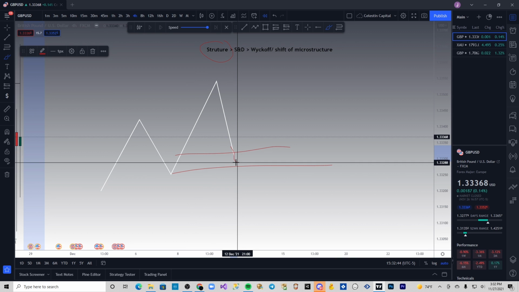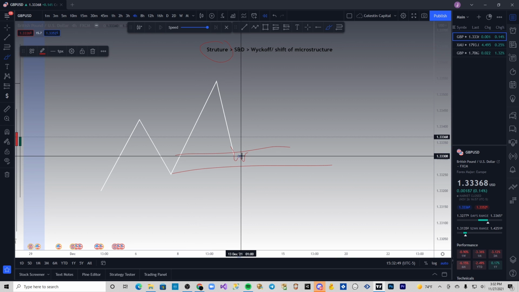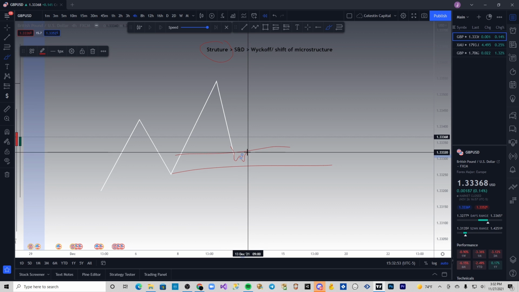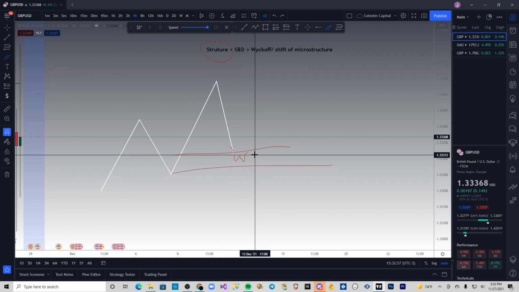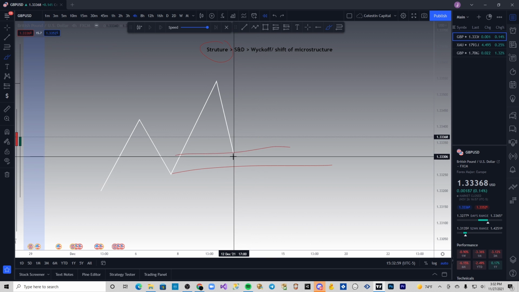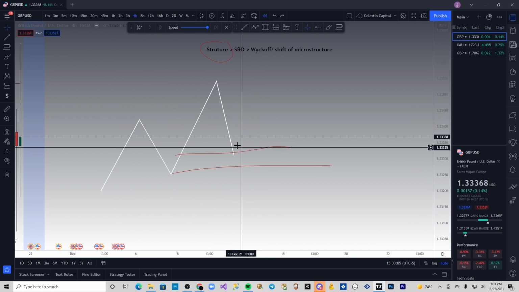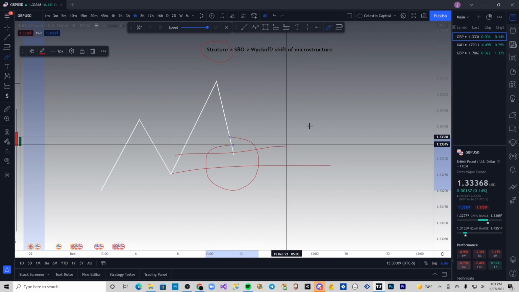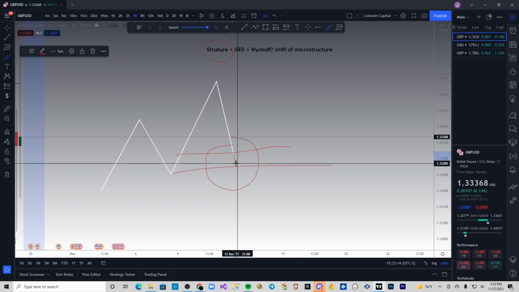What I want to see is the market shift structure fractally. So I want to see small breaks to structure signaling that the market wants to reverse or go in the opposite direction. You see this? Rather than hopping into the trade automatically and the market just wiping me out completely, once the market gets into my area of interest, which is this demand zone down here, I want to see a shift of microstructure, aka Wyckoff.